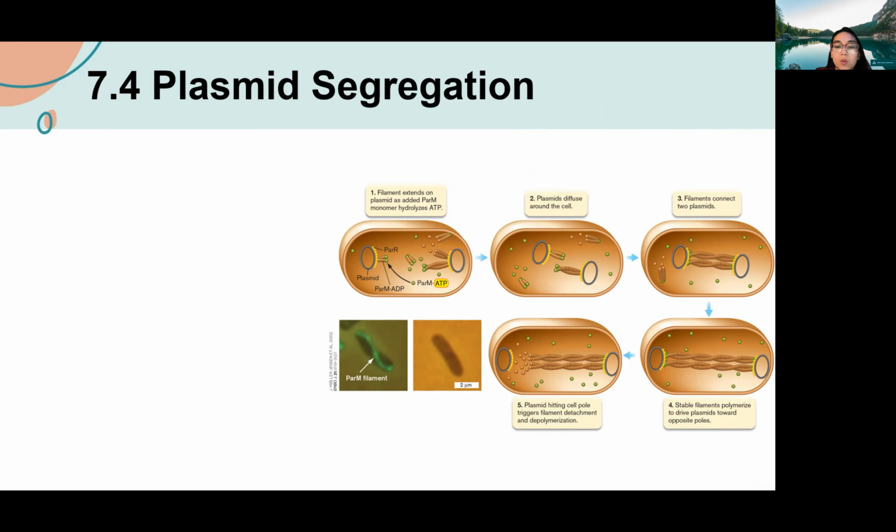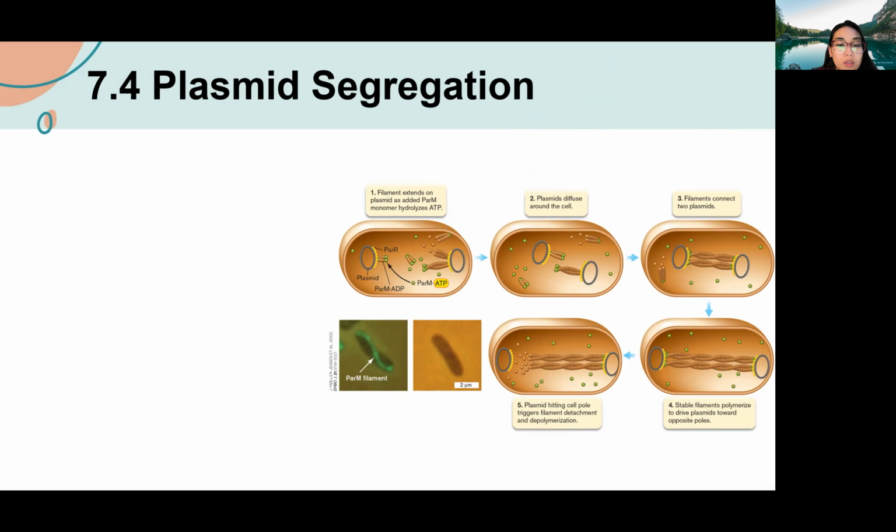And so plasmids have a way to segregate themselves to make sure that each of them is on opposite ends of the cell, and it makes sure that each of the daughter cells gets a plasmid. It's very similar to regular cell division, where the chromosomes have to split. Yeah, it's kind of like that.